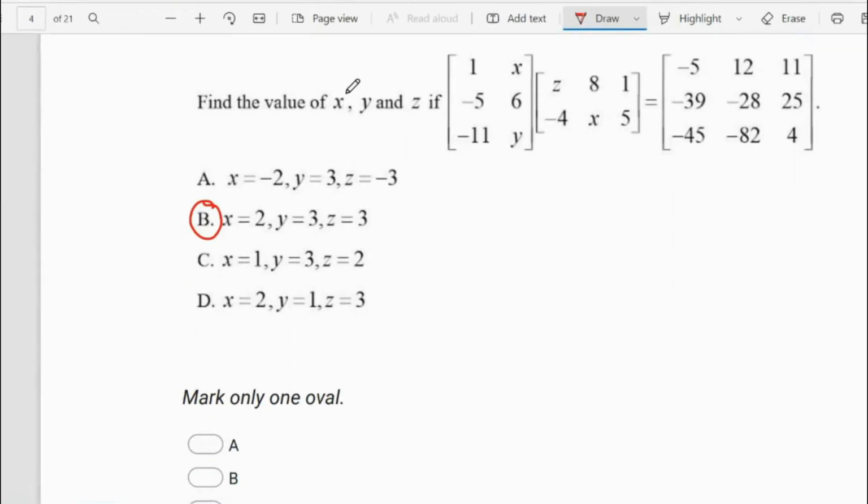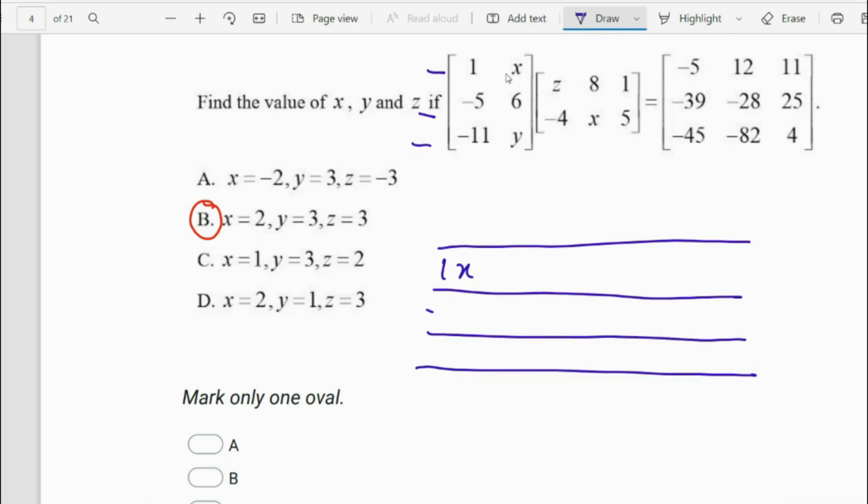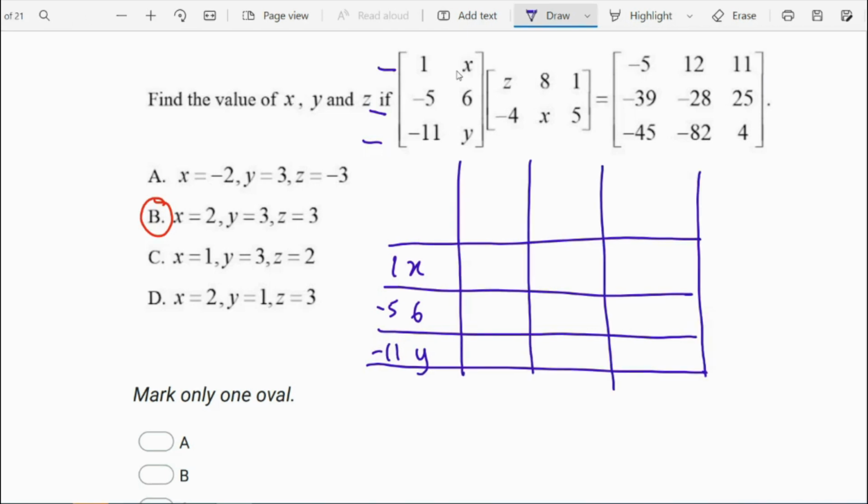So next question, find the missing values x, y, z in this multiplication. For this, we can't use a calculator. We have to calculate manually. We will figure out how many rows. Here we have 3 rows, which is 1, x and negative 5, 6 and 11, y times 3 columns. First column, z, negative 4. Second column, 8, x. Third column, 1, 5. So we do this multiplication to find out what x, y, z are.